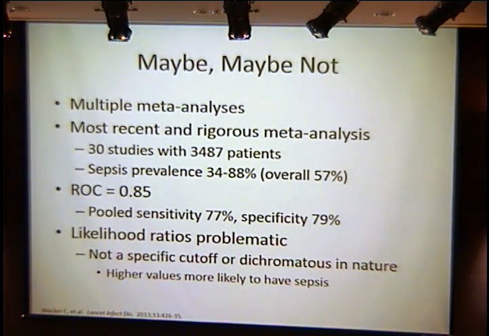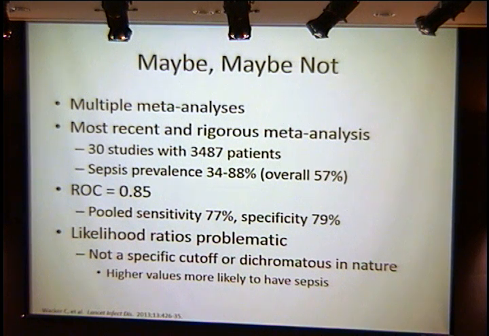The thing I really like about it is the discussion. So they had 30 studies. Sepsis prevalence varied hugely. Their pooled sensitivity and specificity, they weren't that fabulous. But 0.85 is pretty good for a test. It's not quite 0.9, 0.95, but pretty good. The problem is when you start to think about things in likelihood ratios.